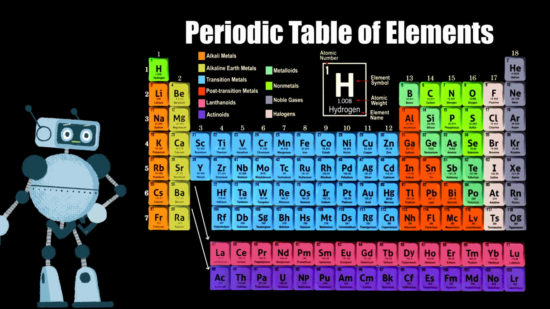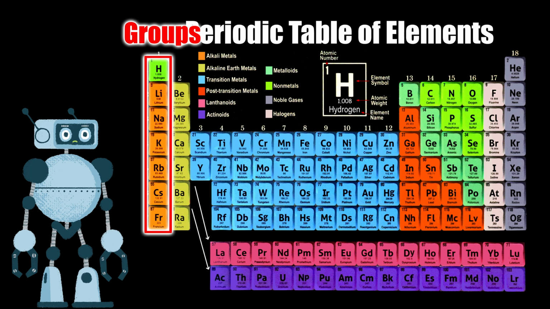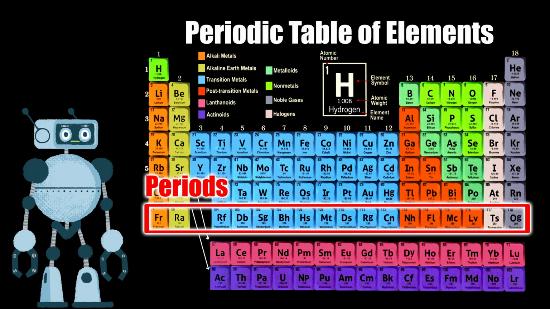Groups and periods. The table is organized into columns called groups and rows called periods. Elements in the same group, a vertical column, have similar chemical properties. For example, the elements in group 1, known as the alkali metals, like lithium, sodium, and potassium, are highly reactive. Elements in the same period, a horizontal row, have the same number of electron shells. As you move from left to right across a period, the elements become less metallic.